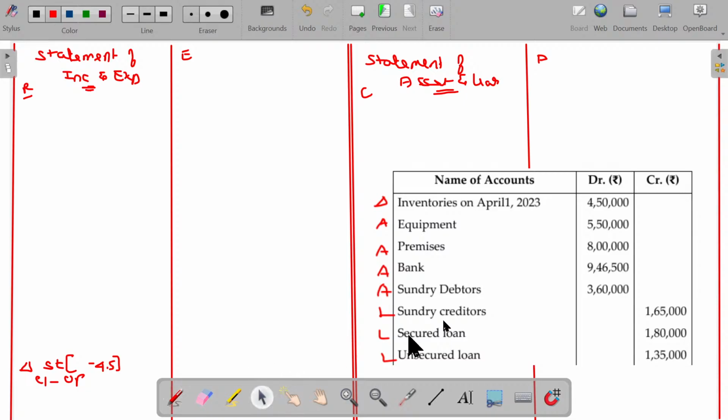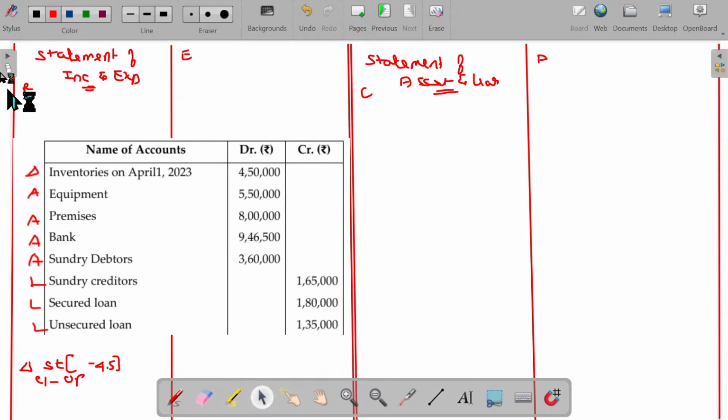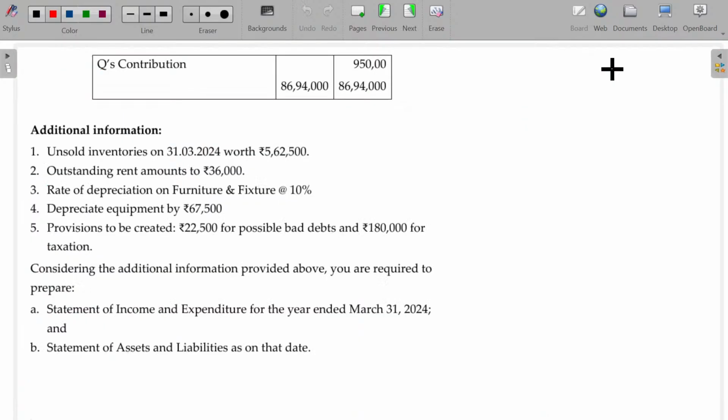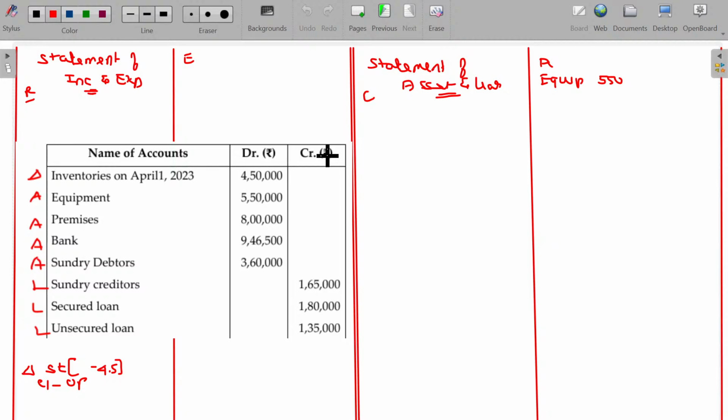Equipment. Now I'm going to post all the assets. Come on, open along with me. Come on, make it faster. Equipment, 5 lakhs 50,000. Do we have any adjustments here? Unsold inventory closing, we have 5 lakhs 62,500. I will finish up that first of all. 5 lakhs 62,500. So closing stock, inventory, 5 lakhs 62,500.